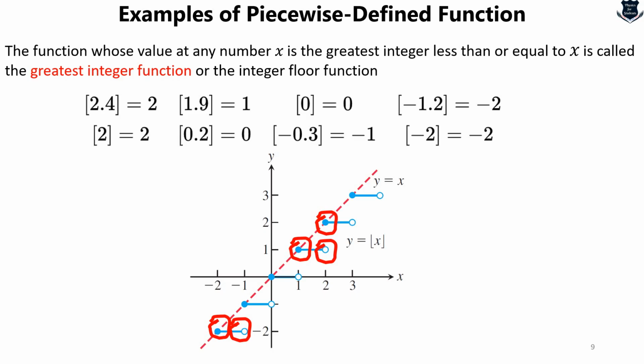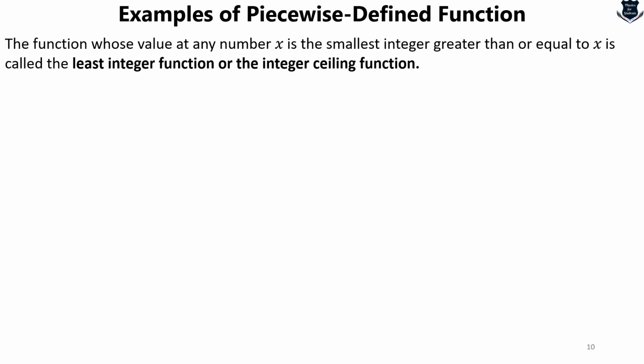Okay, so going further, you will see that there is something where the value is called the least integer function. From greatest we come up to least. So here is the definition: the function whose value at any number x is the smallest integer greater than or equal to x. It is called the least integer function or integer ceiling function. Ceiling means you make up a certain ceiling, you give a certain bracket, restrict something. So that is why it is called the integer ceiling function. This is denoted within square brackets, which is called ceiling of x.